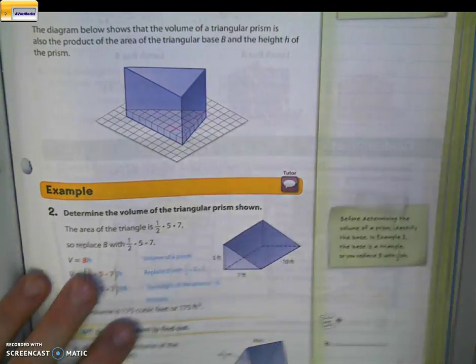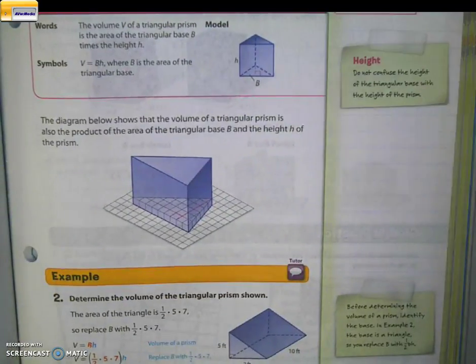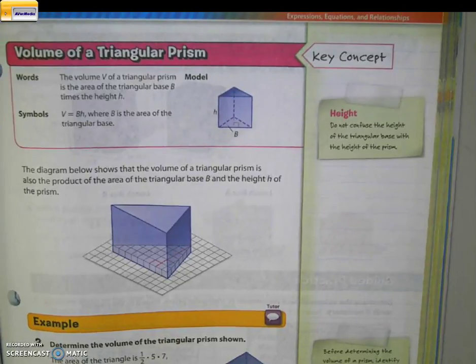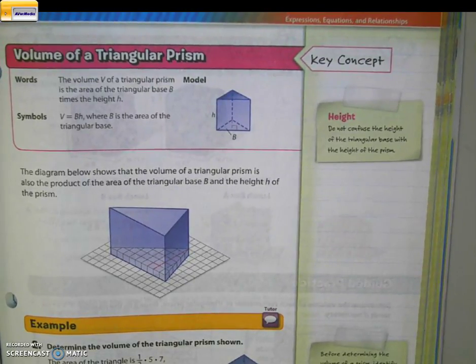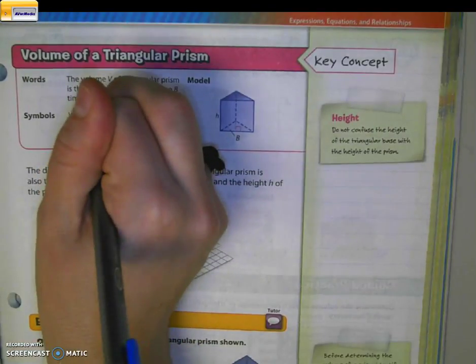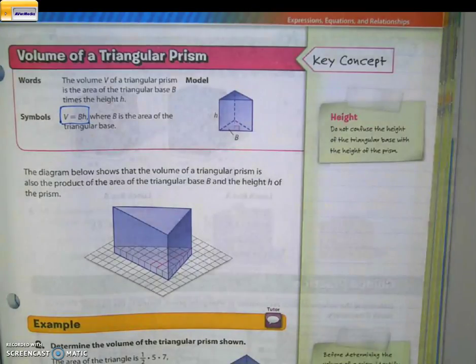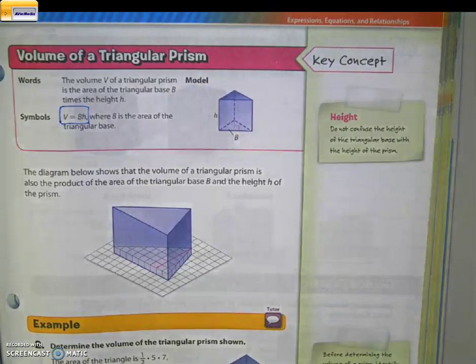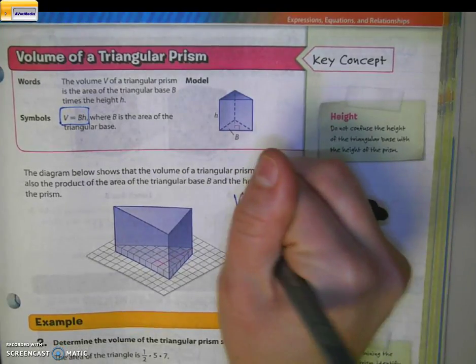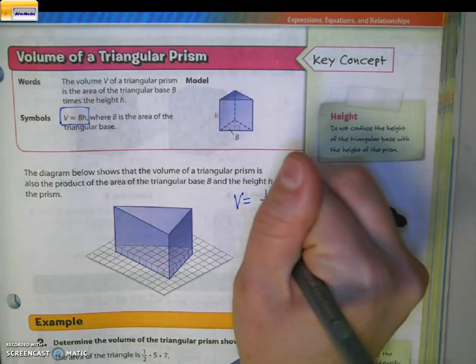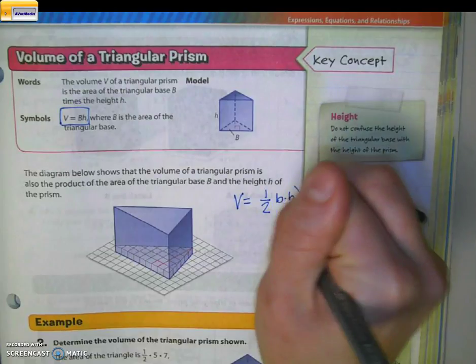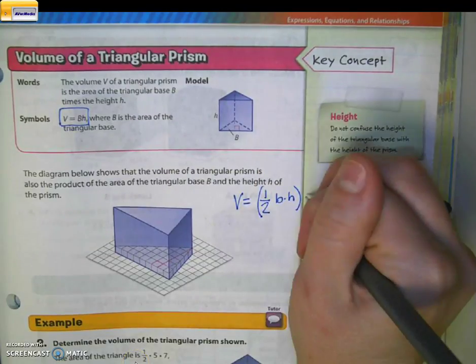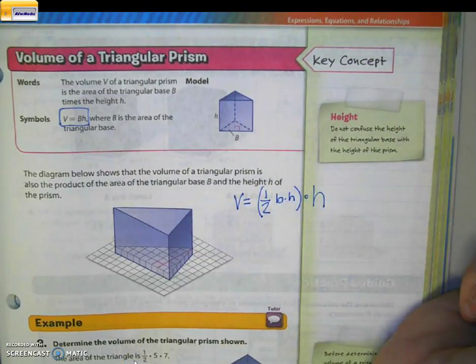Now, you'll notice with triangular prisms, I'm on 641 if you want to follow along with me. The formula for the volume of a triangular prism is the same as a rectangular prism. It's the capital B times the H. Now the capital B, again, is the area of the base. So in a triangular prism, the base is triangular. So if you want, you could look at it and say the volume is 1/2 base times height. That's going to give you the area of the triangular base, and then you have to multiply it by the height of the entire shape.